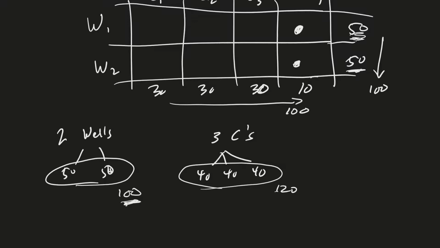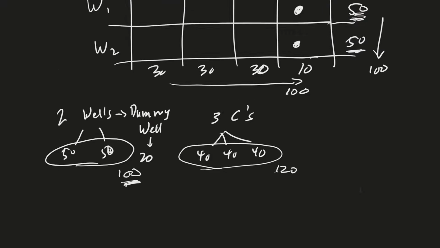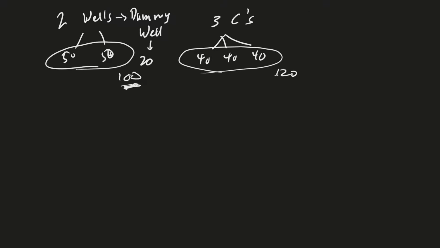Therefore, what we're going to do is create a dummy well. And how much will the dummy well pump? Well, the dummy well will pump 20 million gallons. Okay? And so now the tableau is going to look like well 1, well 2, and a dummy well. City 1, City 2, City 3.